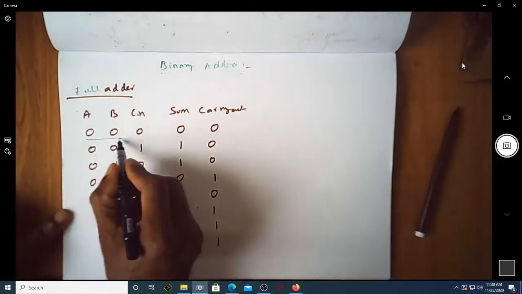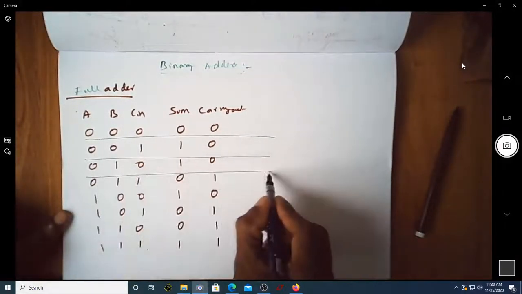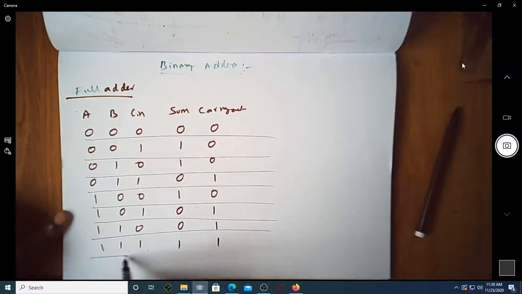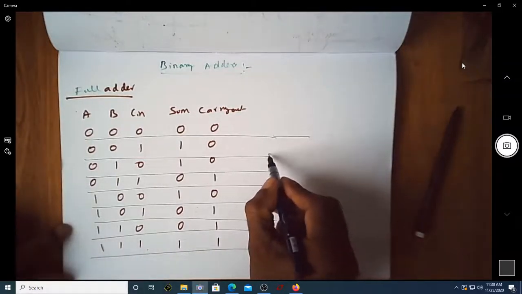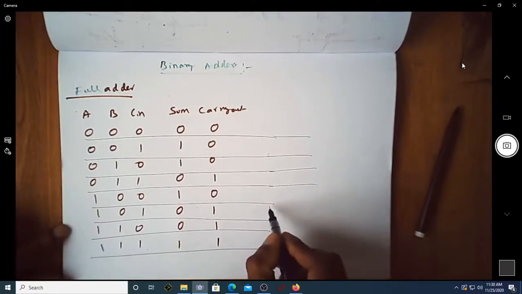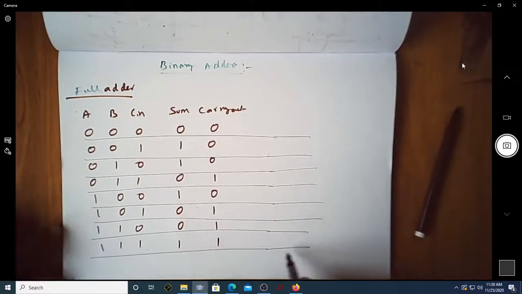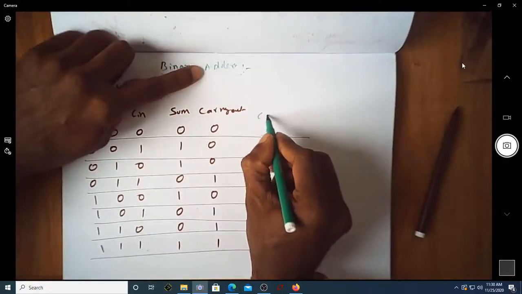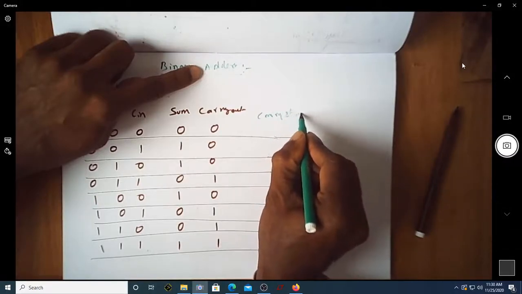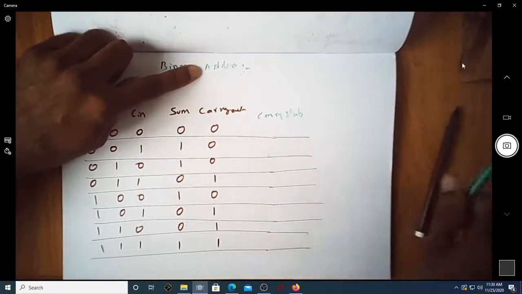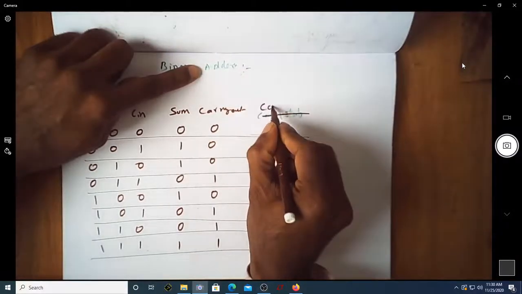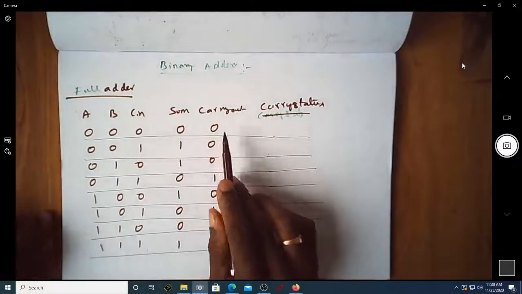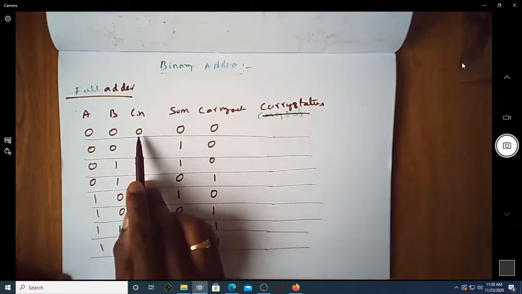So let us start writing the same truth table in a different manner. Let me write whatever carry out I have in the form of carry status. When I say carry status, what is carry out compared to carry in?